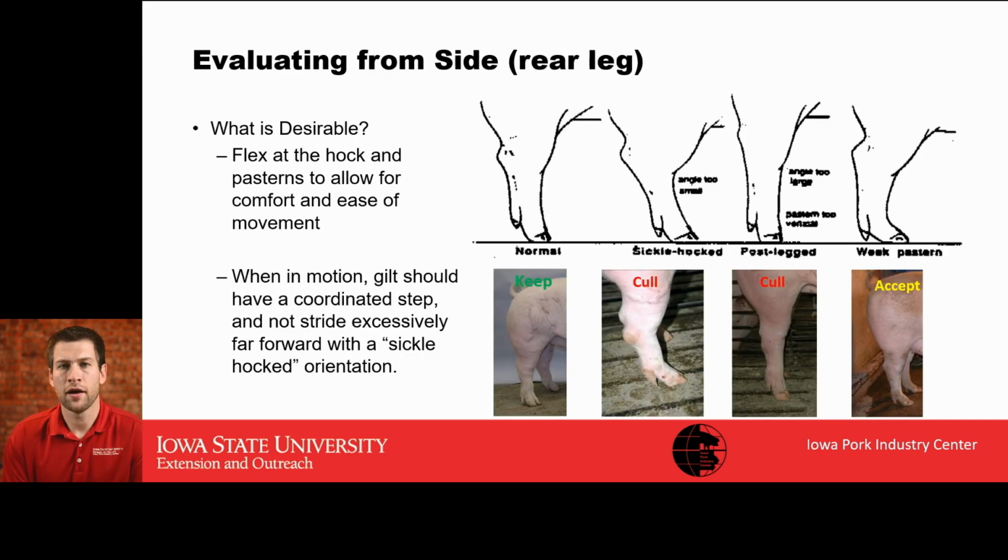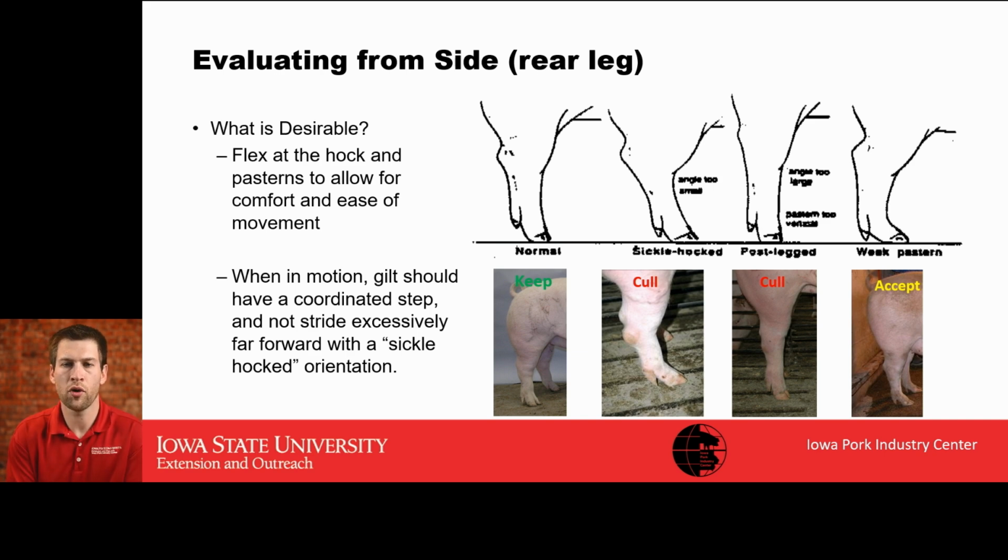We evaluate then, again, same way from the side, we're going to evaluate the rear leg. So again, what's going to be desirable? Very similar. We're going to want flex at that hock joint, and then also down at the pastern as well to be able to allow for comfort and ease of movement. Again, when we evaluate this gilt in motion, she should have very coordinated step and not stride too excessively far forward or with a sickle hock orientation.